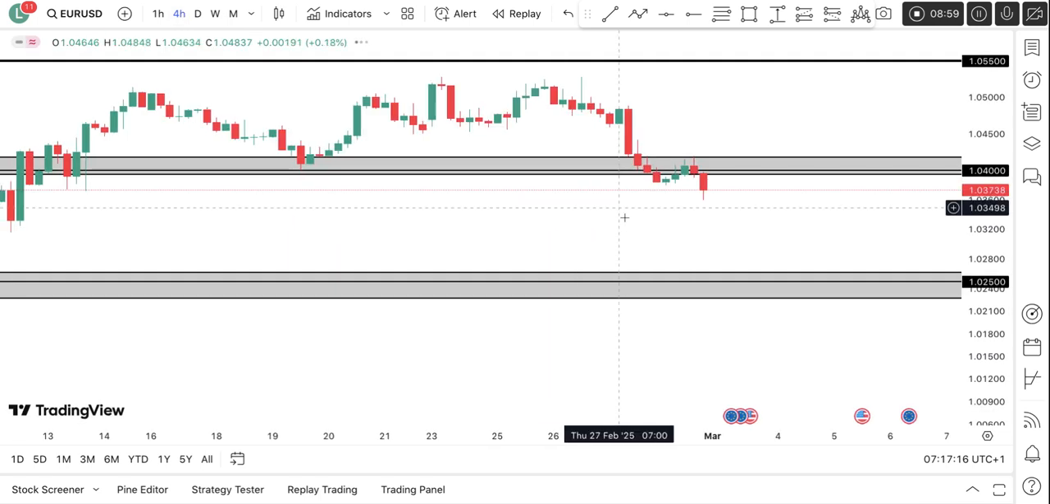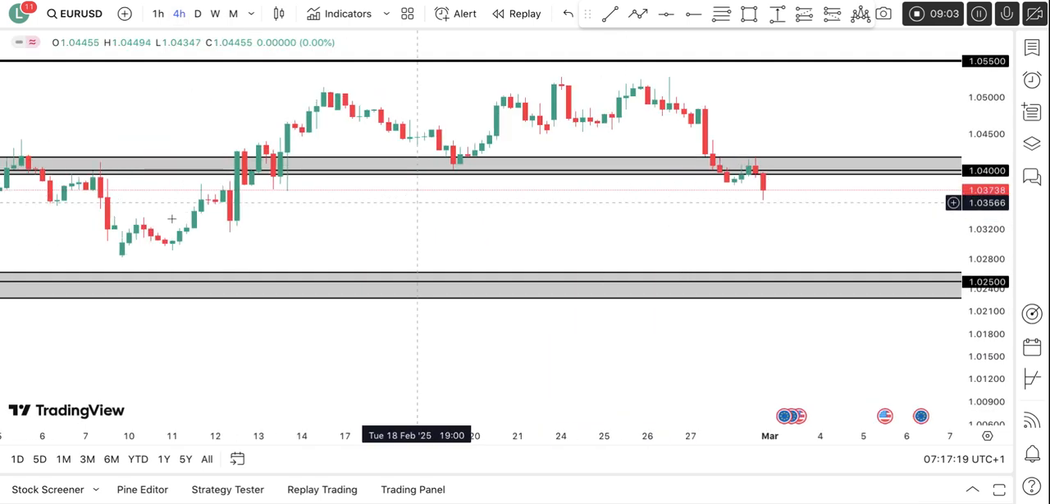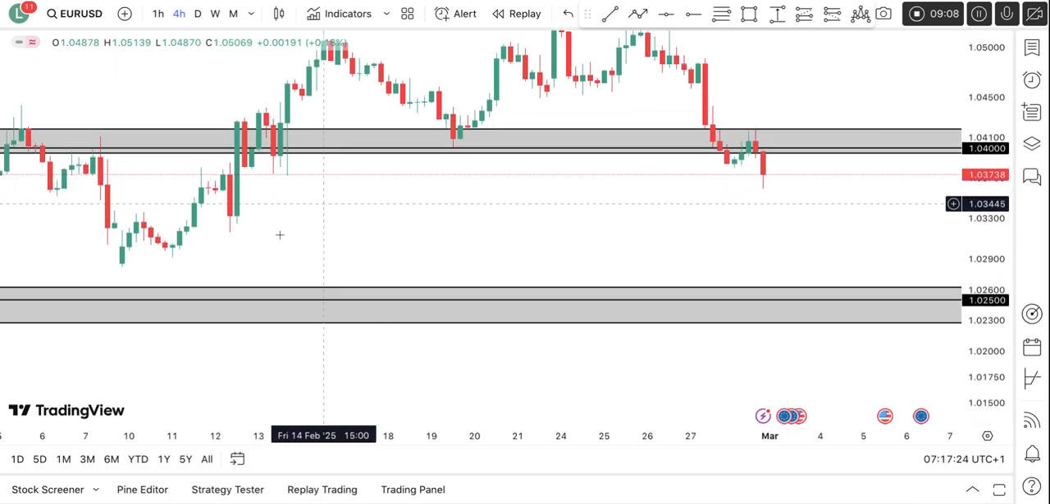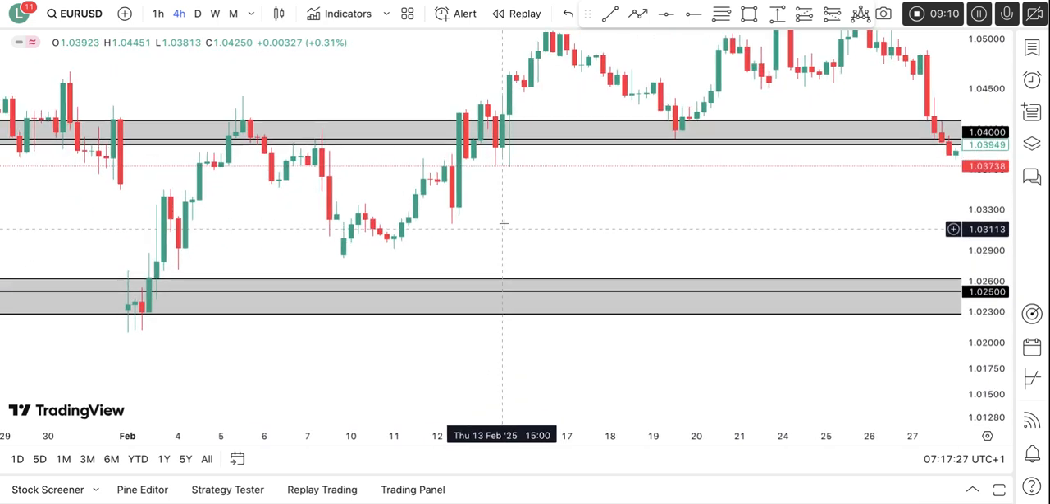But these are the things we're talking about. The market will always have its own agenda at heart. The market doesn't care about my area of interest. TradingView doesn't care if I have an area here, an area here. The market doesn't care.